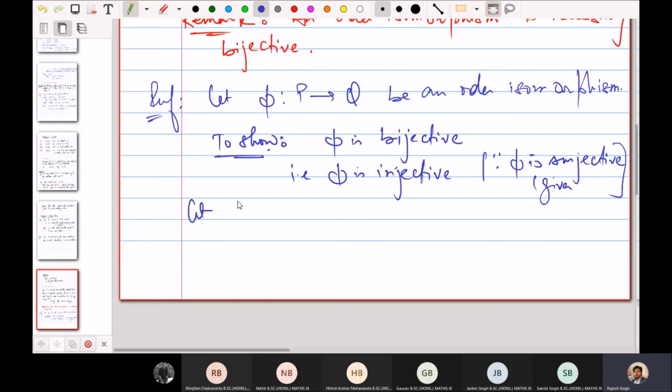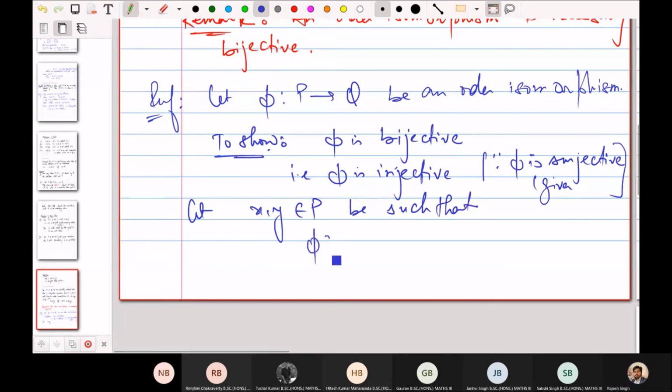So let x, y belonging to P be such that phi x is equal to phi y. So हमें शो करना है x equal to y. कैसे आएगा x equal to y, बताओ. How you will prove that x is equal to y?